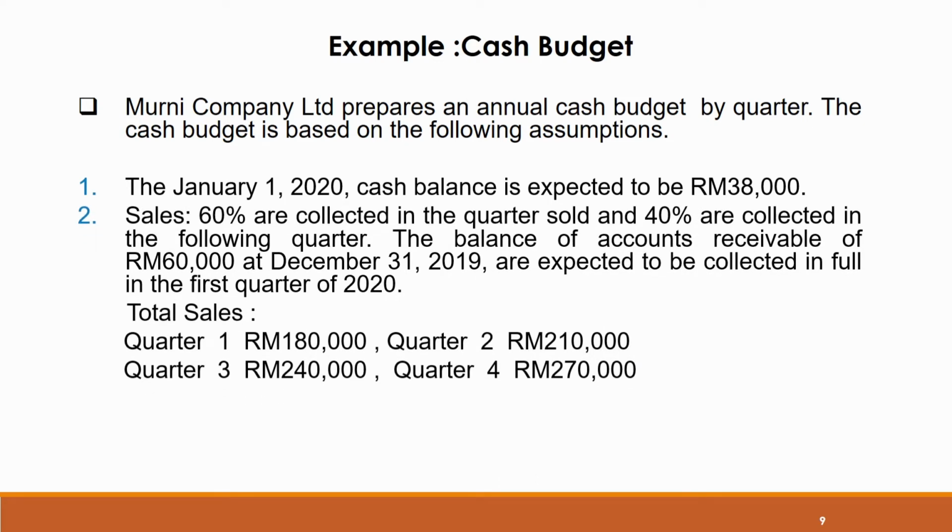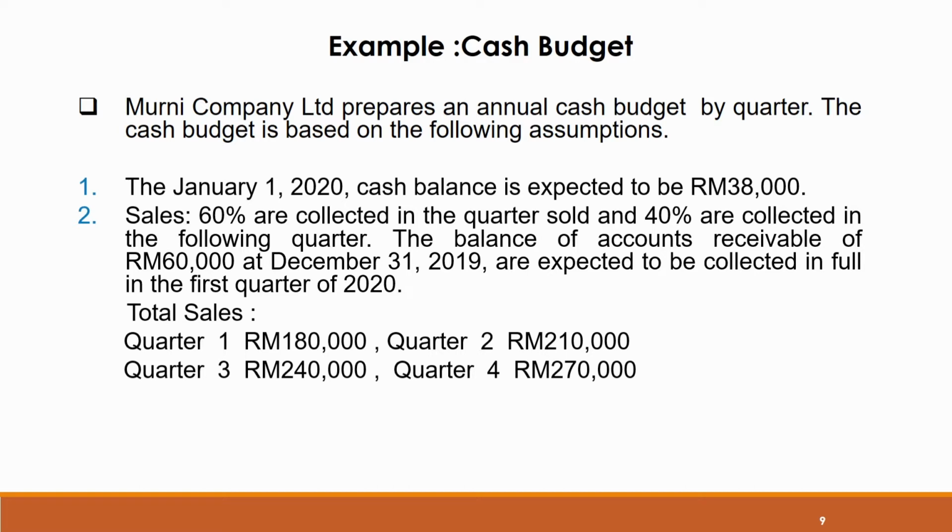Number two, sales 60% are collected in the quarter sold and 40% are collected in the following quarter. The balance of account receivable of Rm 60,000 at 31st December 2019 is expected to be collected in full in the first quarter of 2020. So this number two, we have to record in the cash receipts.